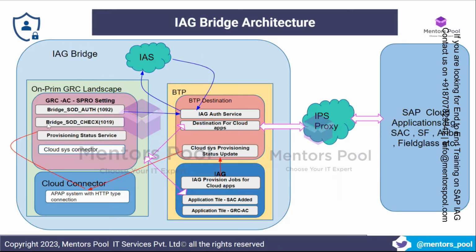Okay, next is bridge SOD check. These configurations we will do in the system step by step. What all the configuration is done on the GRC side, what all the configurations are done at the BTP subaccount level, and how to create this destination. Okay, so bridge SOD check. This configuration is created so that when we do access risk analysis, we need SOD checks to happen. Okay, that's why we are going to create this.